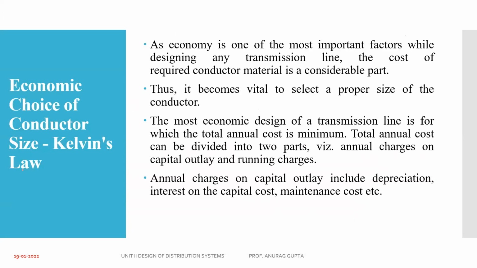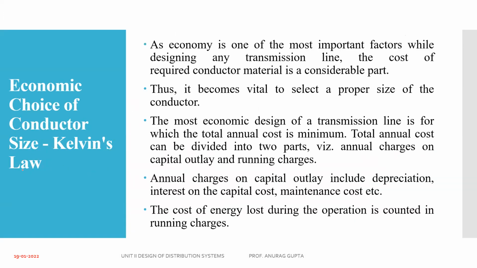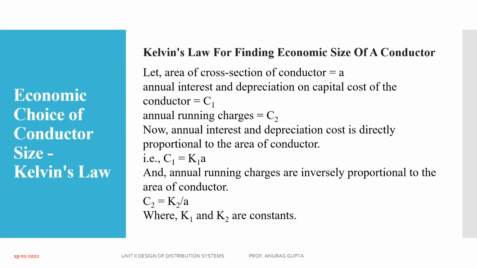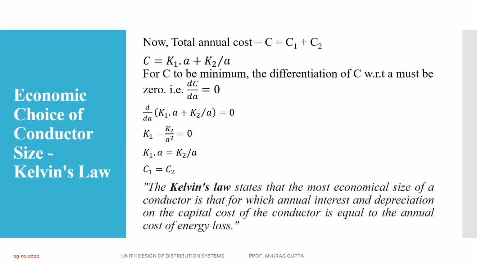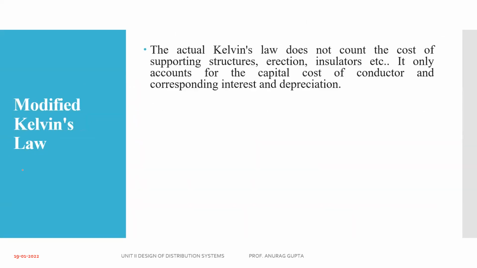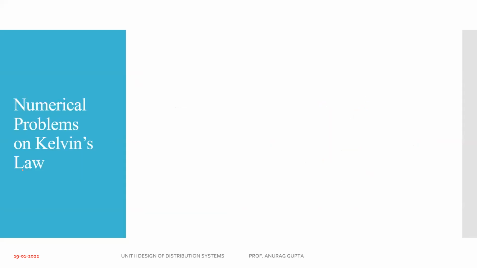After that, we discussed Kelvin's law, if you remember. What is the meaning of Kelvin's law? How can you find the economical conductor area? We have given this derivation consisting of C1, C2 cost. Clear. And after that, we have discussed the modified Kelvin's law and the limitations of Kelvin's law.